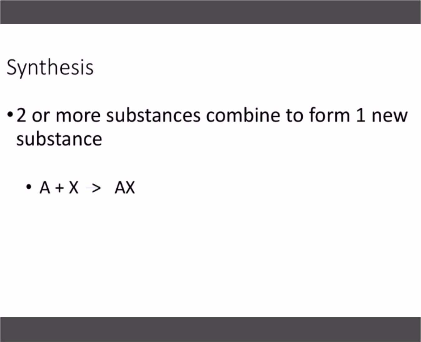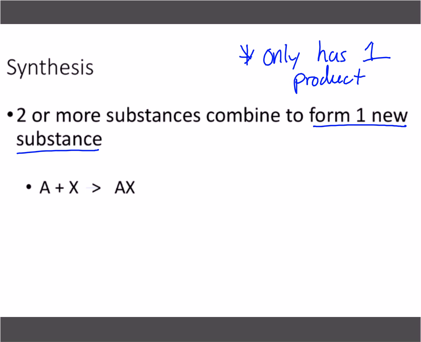Our first reaction, guys, is a synthesis reaction. It's one of the easiest to identify because it's the only one that forms one new substance. Okay, of all the 5 types, this will be the only one that has one new substance. What that means, it only has one product. Every other type of reaction we look at will have multiple products. Synthesis is the only one that has one product, meaning one substance on the right-hand side of the arrow.